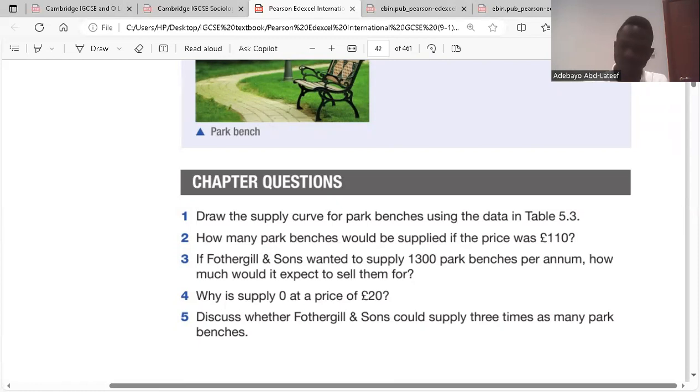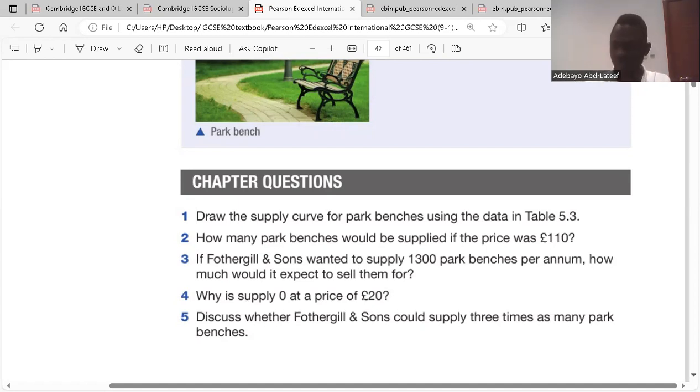Then the fourth question, they said, why is supply 0 at a price of 20? Supply is 0 because Fodder-Gill and Sons are not willing to supply any park benches at the price of 20. Is it clear? Yes.